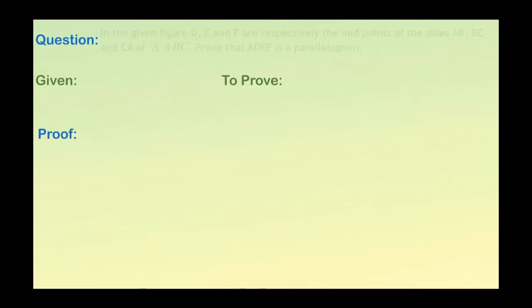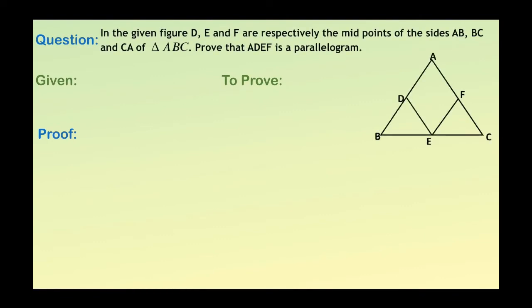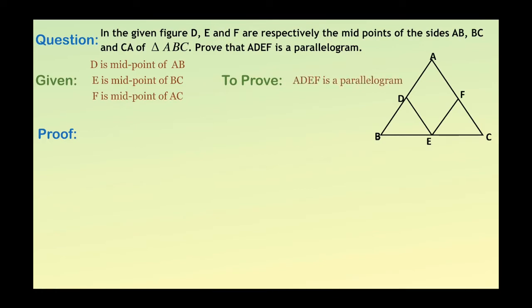One more question based on the midpoint theorem. In the given figure, D, E and F are respectively the midpoints of the sides AB, BC and CA of triangle ABC. Then prove that ADEF is a parallelogram. So we are given the midpoints of three sides of the triangle: D as the midpoint of AB, E is the midpoint of BC and F is the midpoint of AC. And we need to prove that ADEF is a parallelogram.